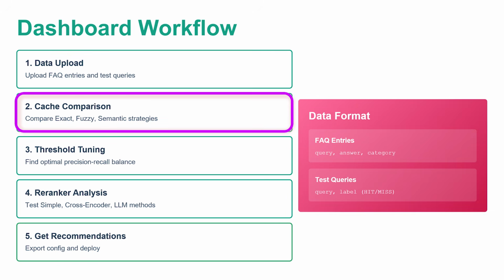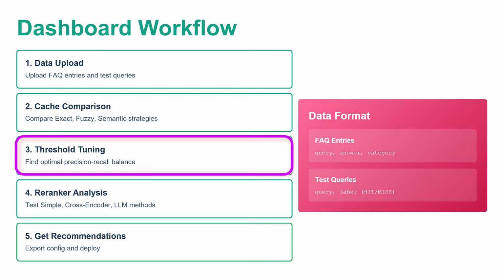Step 2, the dashboard compares all 3 strategies for you: exact match, fuzzy match, and semantic caching. You get confusion matrices, all the metrics we talked about, and everything you need to make an informed decision. Step 3, you can play with different thresholds and immediately see how precision and recall change. This is where you find that sweet spot for your specific data.